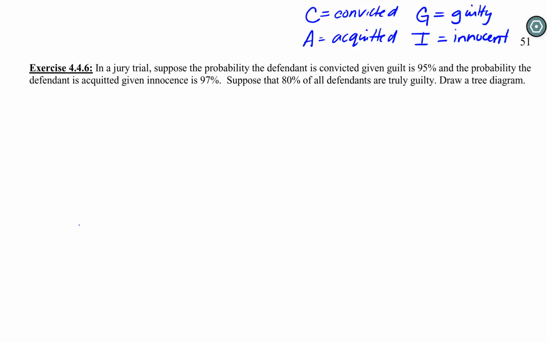So when we take all of our defendants to make this tree, we can either split based on their guilt or innocence, or we can split based on their conviction or acquittal. We need to figure out which one makes more sense based on what information we've been given. We have three probabilities, as we always will in our tree diagrams. We can go ahead and underline all those things that we said were our events.